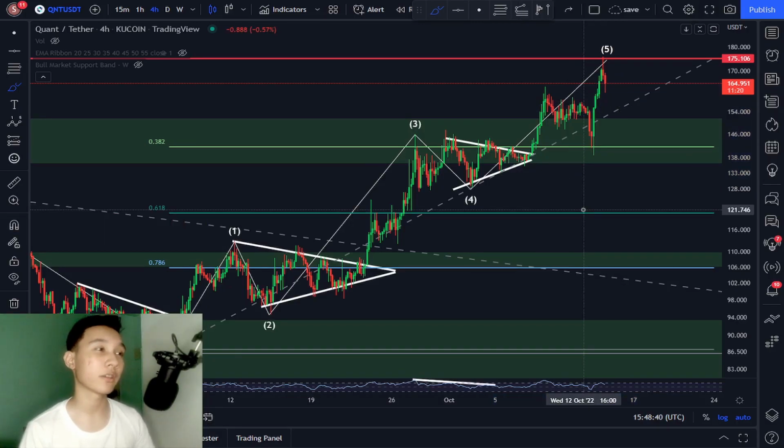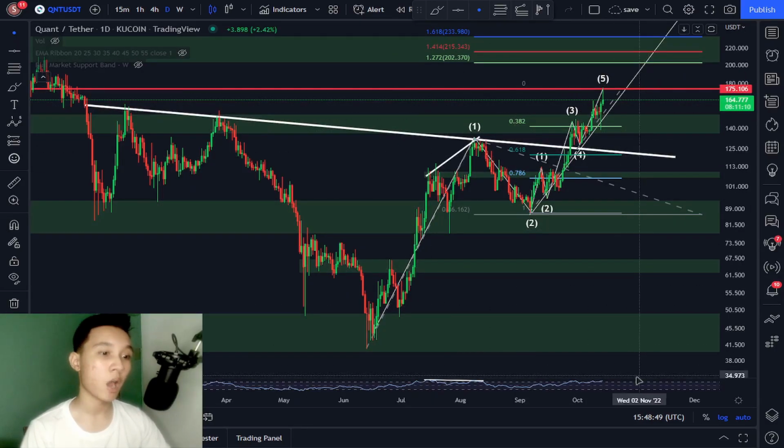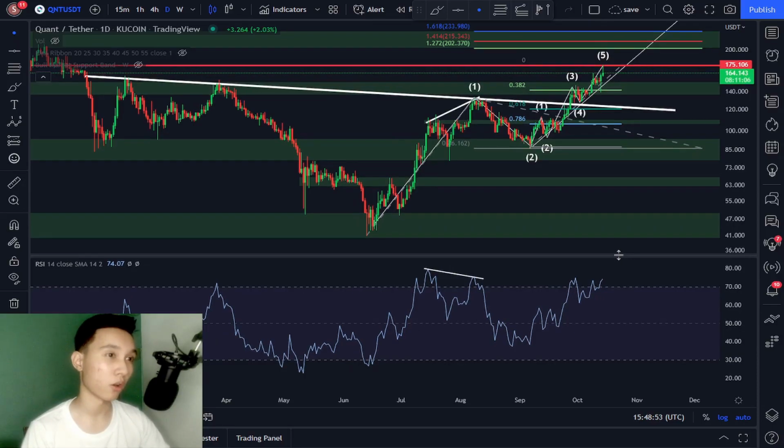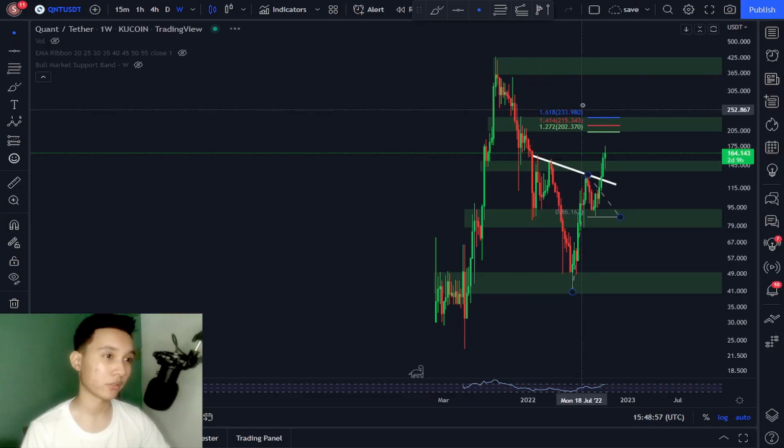So everything is looking healthy for Quant. In multiple time frames, we're looking good. However, in the daily, again, I've said this, we are overbought in the RSI. But of course, everything is still intact.